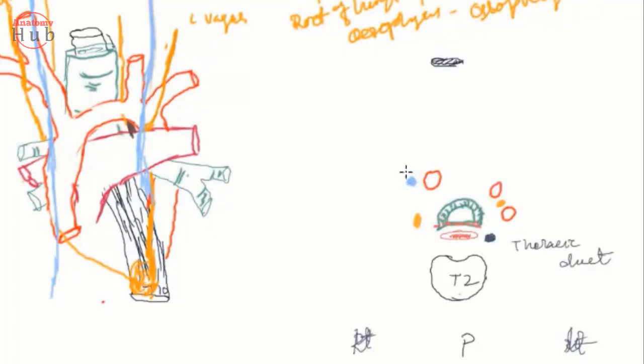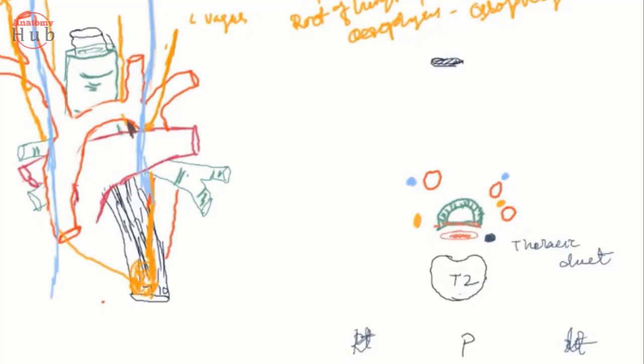And as you know, this left phrenic nerve is just beside the left common carotid artery anteriorly. So here is the left common carotid artery and here is the anterior. So at this point you will find the left phrenic nerve. So this is your right phrenic nerve and here you will find the left phrenic nerve. Clear?